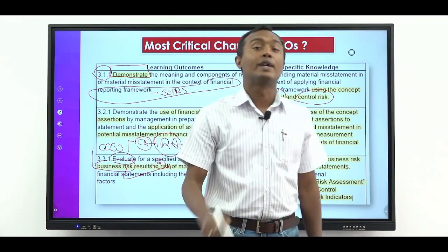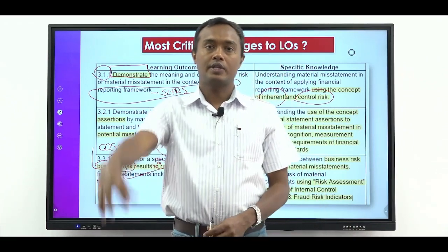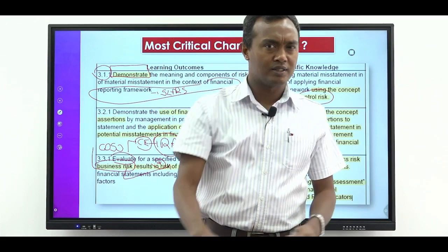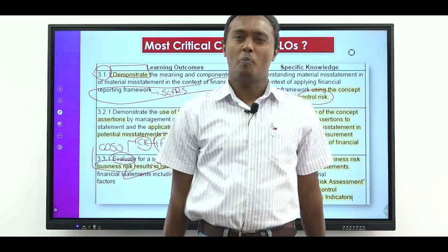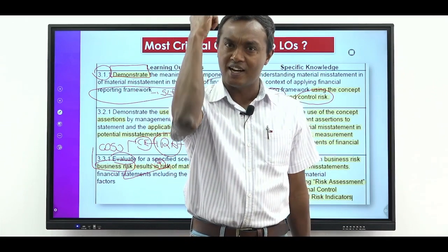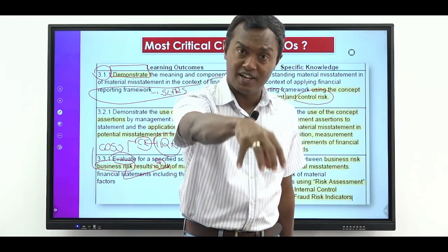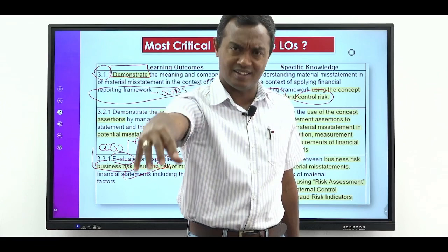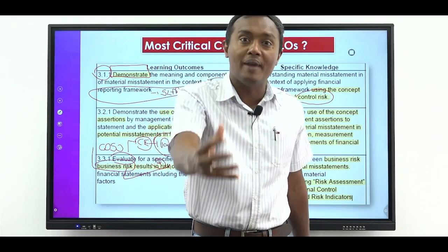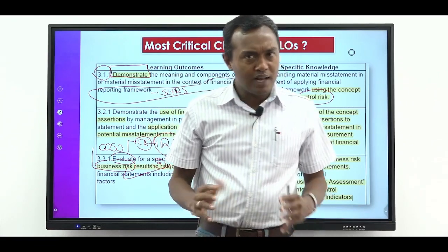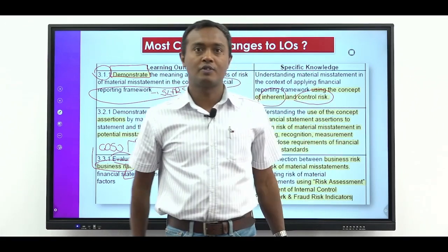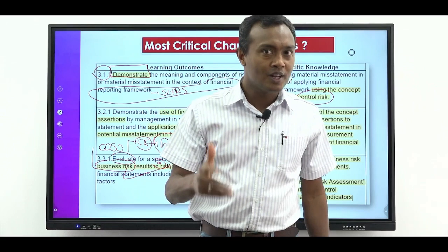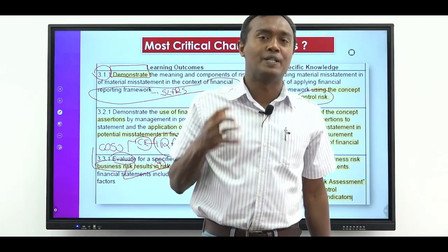And that way, inherent risk is the susceptibility. Susceptibility means possibility. Possibility that an item in the financial statements may be misstated because by nature it is complex. Inventory valuation in some businesses, the valuation assertion. Why do I use the word assertion? All that you need to learn.